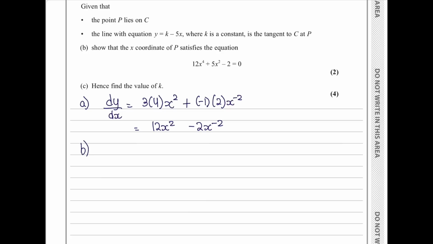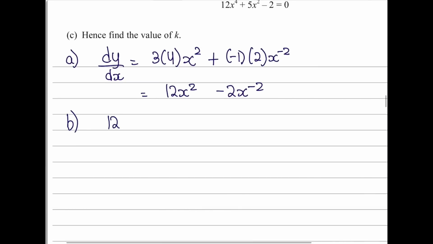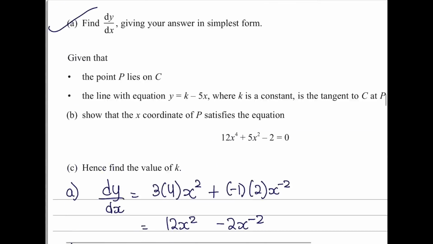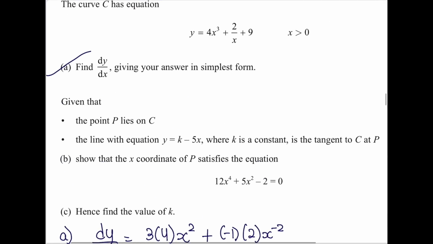So they've given us the gradient. Now, in this derivative term, if we apply the x coordinate of the point, we should get negative 5. What I mean is that if I do 12x squared minus 2 over x squared, because it's a negative power, I can bring it down. It should equal negative 5. How did I get this? I'm saying that if I put P's x value in my derivative function, I should get negative 5, because the gradient given here is also negative 5. And this line is a tangent to C.